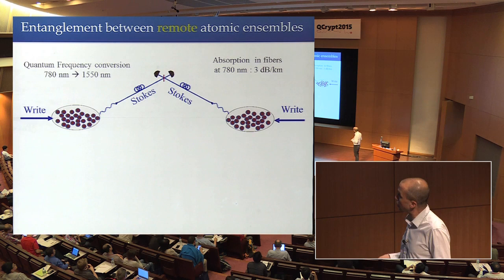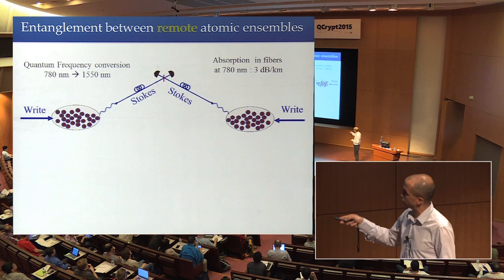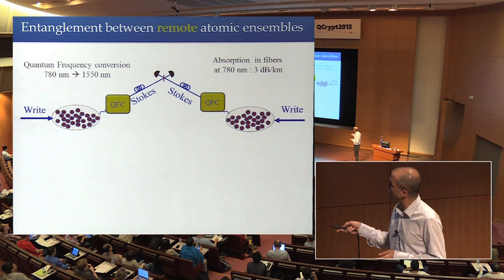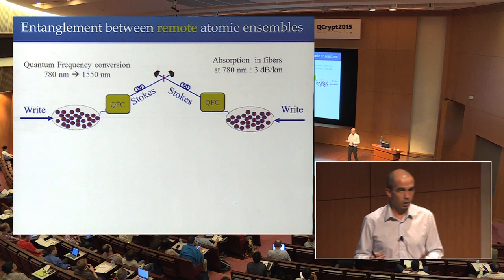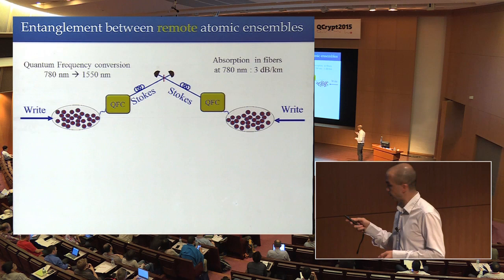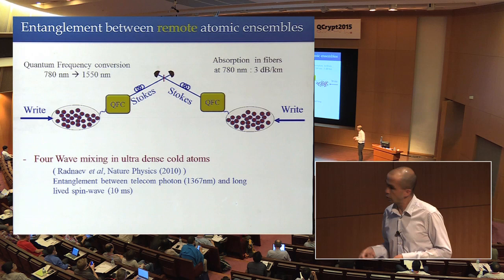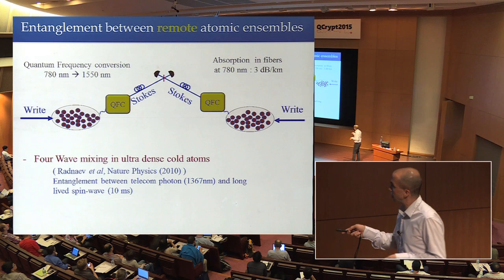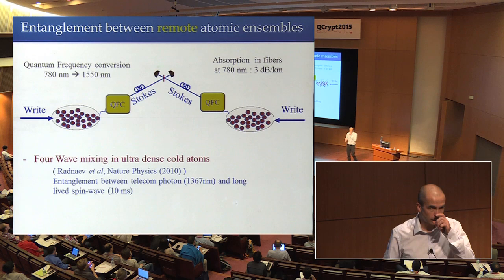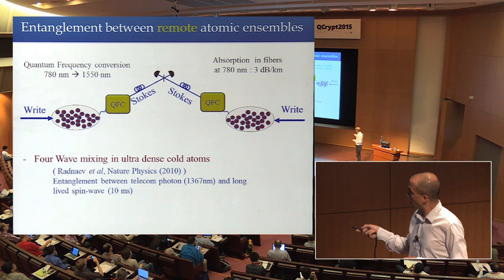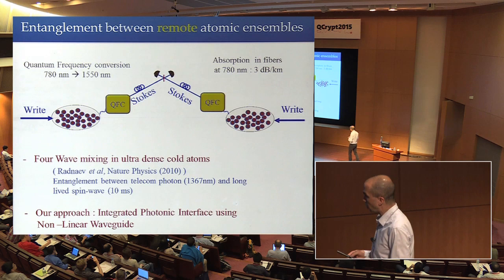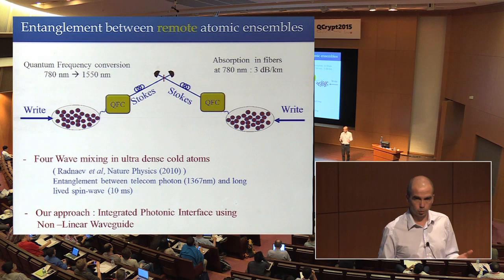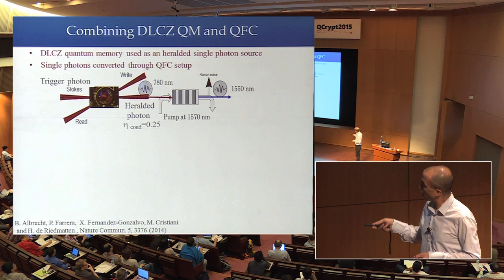So what we can do is to try to do some quantum frequency conversion: to take this photon at 780 and convert it to 1550. So you would have a quantum frequency converter here on the way, and you need to do that in a way that preserves, of course, the quantum superposition, the quantum entanglement. There were two experiments that did this. The first one was done in Kuzmich's group, where they did this conversion using four-wave mixing in an ultra-dense atomic ensemble, so they have a different ensemble to do the conversion. We are also working on that in our group, but we use a different approach: an integrated waveguide to do this conversion. We use an integrated PPLN waveguide. I will explain how it works.